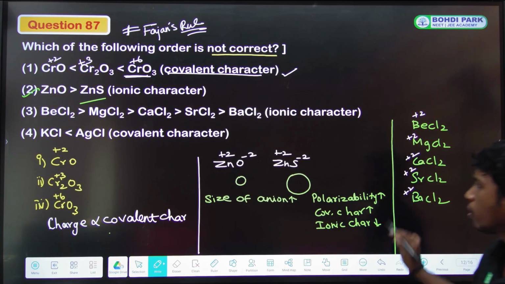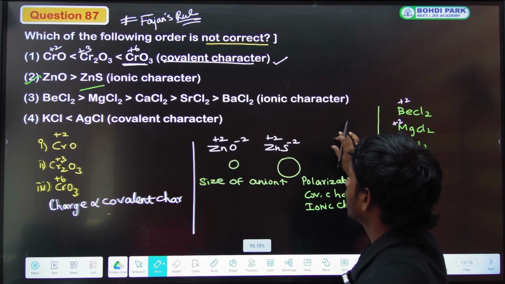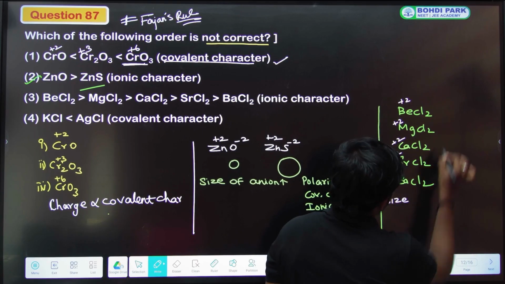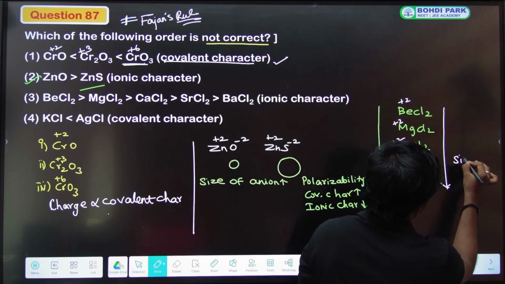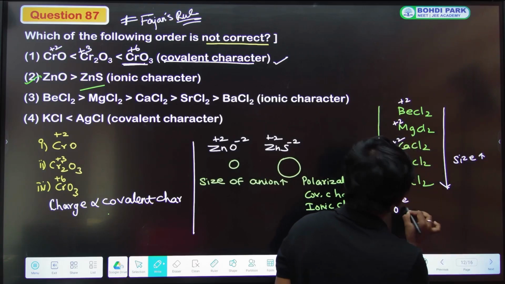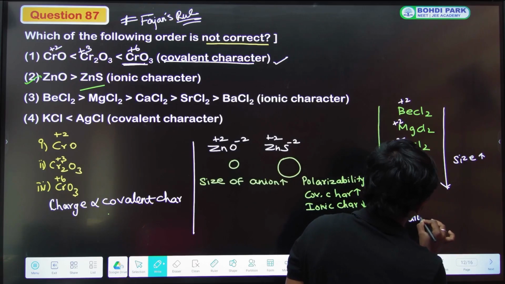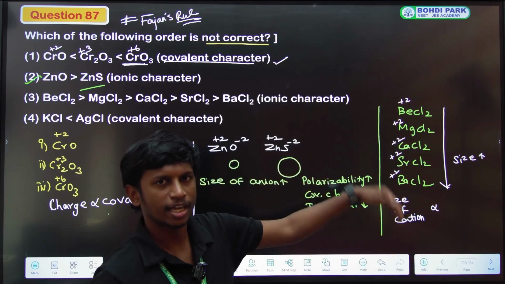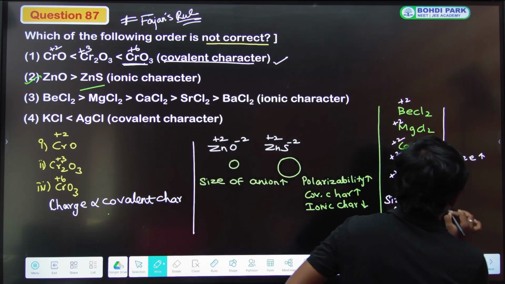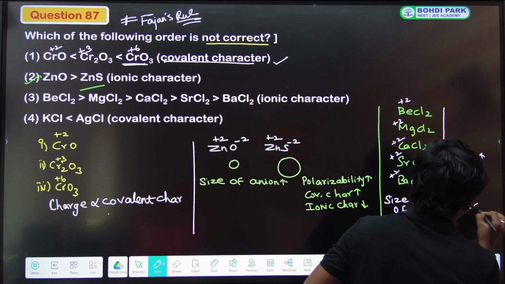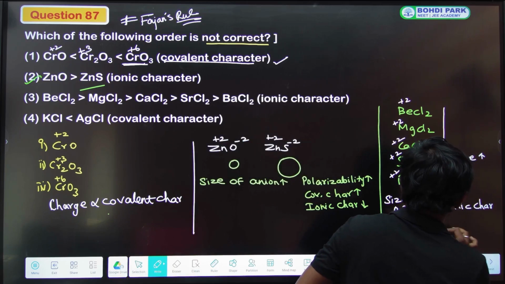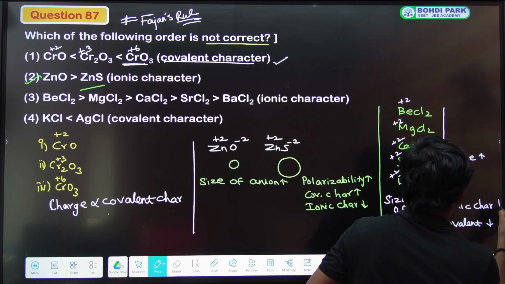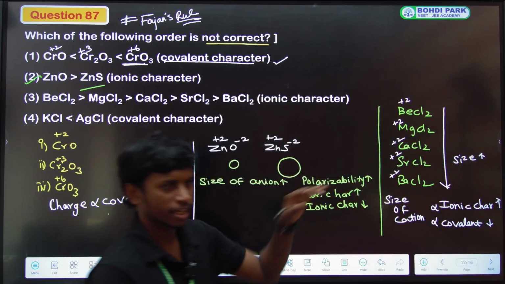Okay, we are looking at the size of cation now. So top to bottom the size will increase. Size of cation அதிகமா இருந்தா, அங்க அயானிக் கேரக்டர் அதிகமா இருக்கும். Then the covalent character will be less. Ionic character will be maximum and the covalent character will be minimum.